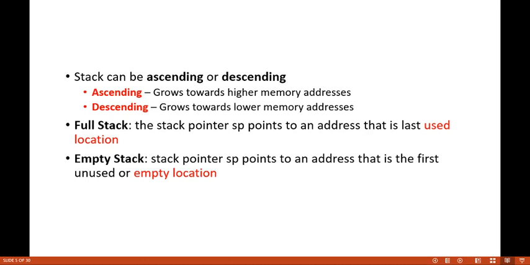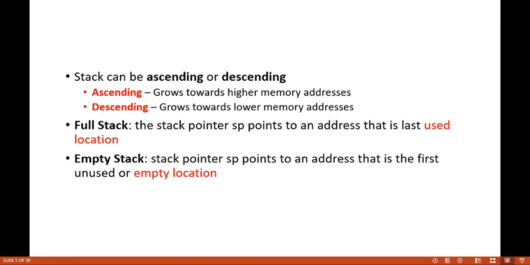Now, about the stack memory. In case of stack memory, you can have the stack memory accessed in two different ways: ascending or descending. Ascending means it grows towards higher memory address. Stack pointer will get incremented when you are pushing the data on the stack. Means when you are going to store the data on the stack, the stack pointer will be incremented there. In case of descending mode, the stack pointer is decremented. It means it grows towards lower memory addresses.